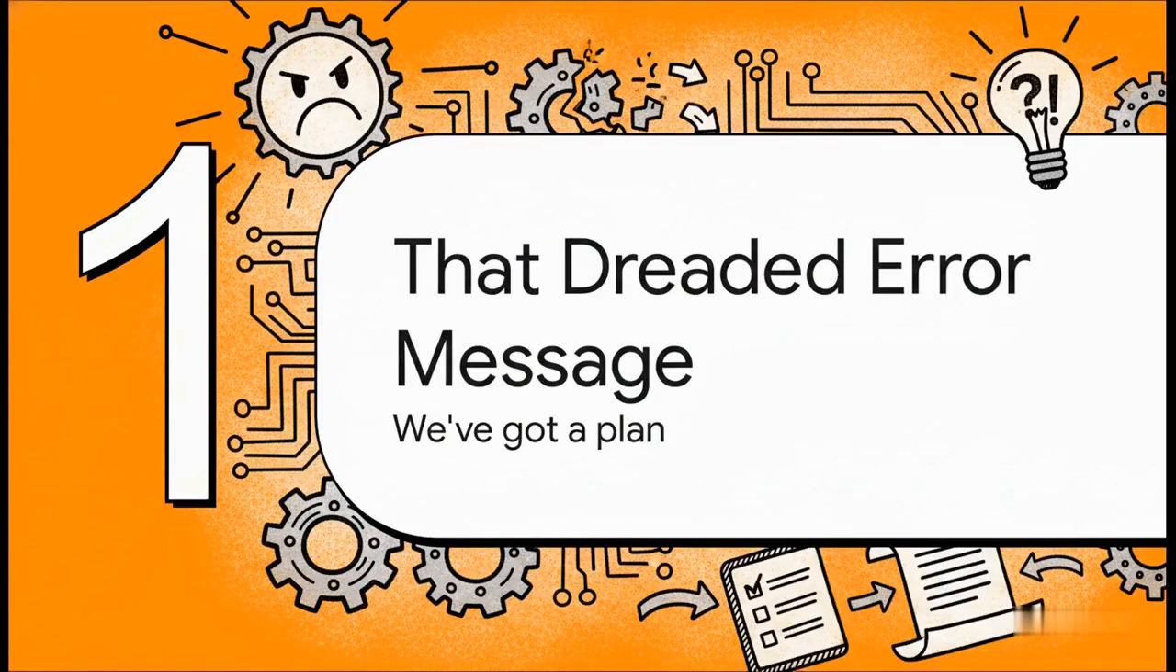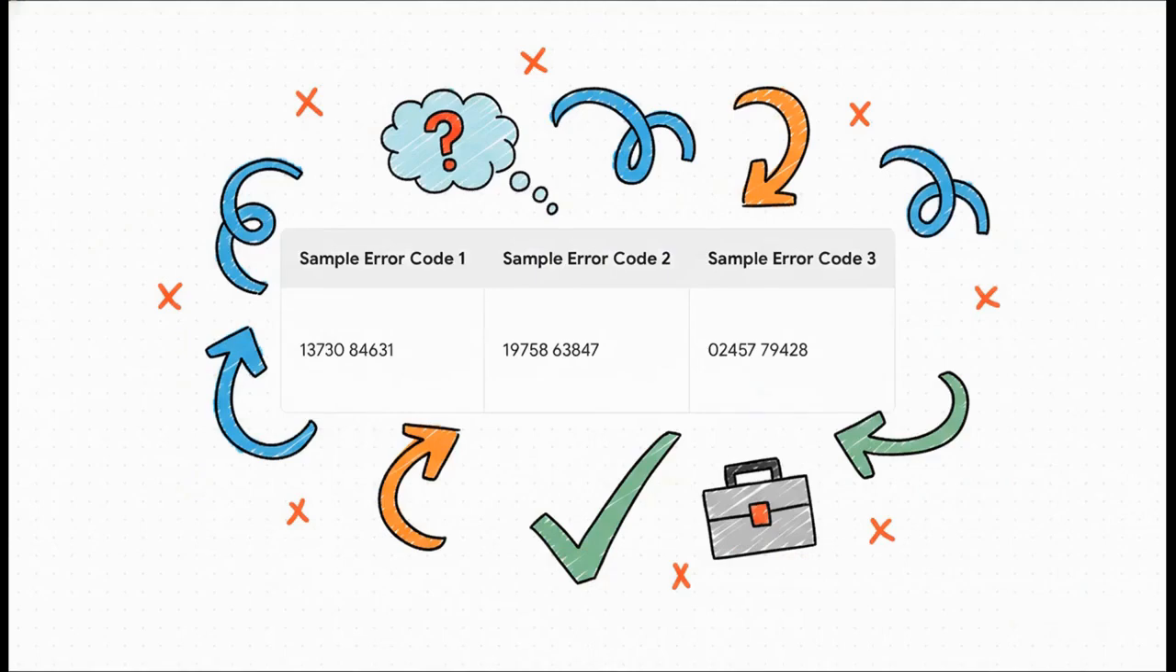All right, section 1, that dreaded error message. The most important thing to remember when you see it, don't panic. We've absolutely got a plan. So when this error pops up, you're going to see a long, kind of scary-looking string of numbers. But here's a little secret. You can pretty much just ignore them. Seriously, the solutions for these random-looking codes are almost always the same. So don't get stuck trying to figure out what they mean.